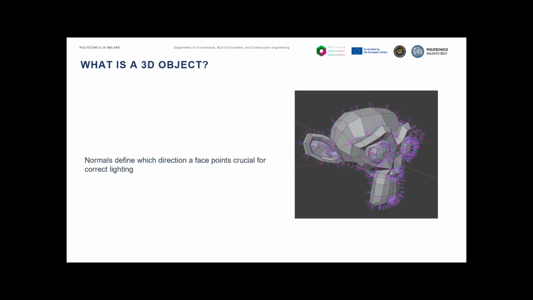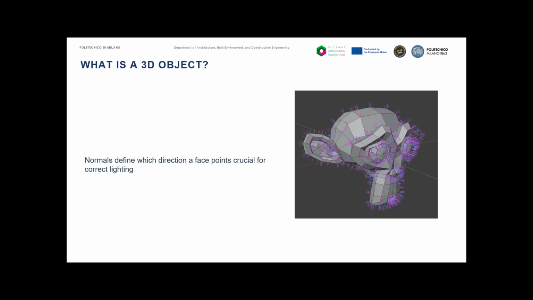So still, what is a 3D object? A 3D object has different parts, and here we can see the normals that define in which direction a face points. Also edges and vectors. Here we can see different kinds of normals, from faces and vertices. A normal is a vector that is perpendicular to the surface at each point, and it's pointing outward from the enclosed volume.